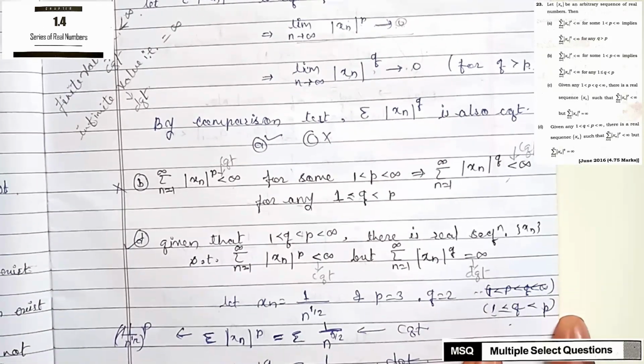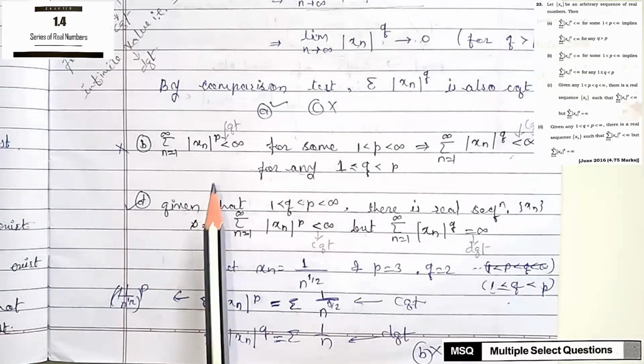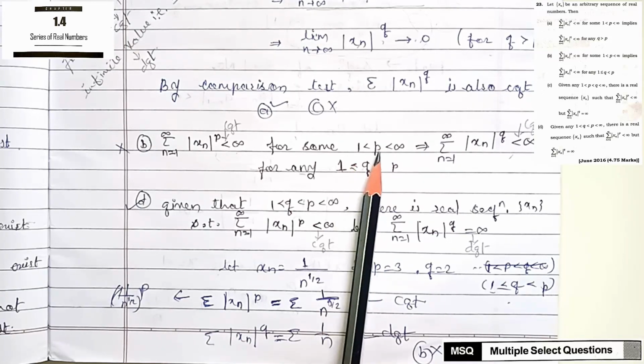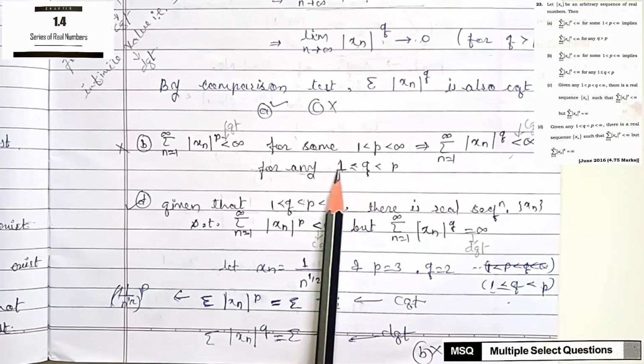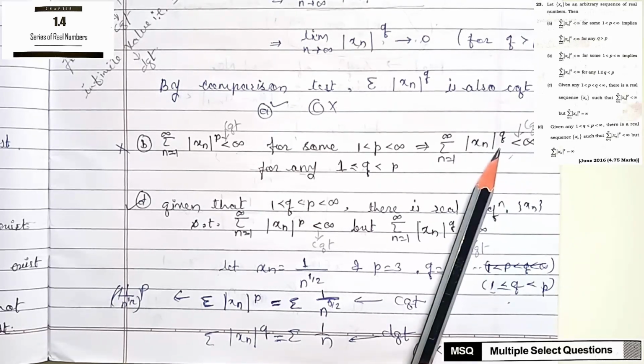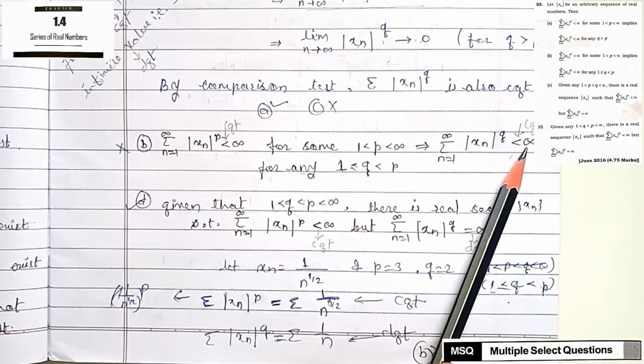Here in our options B and D, we are given that the series is convergent for some 1 less than p less than infinity, and 1 less than q strictly less than p, which leads to xn raised to q strictly less than infinity.